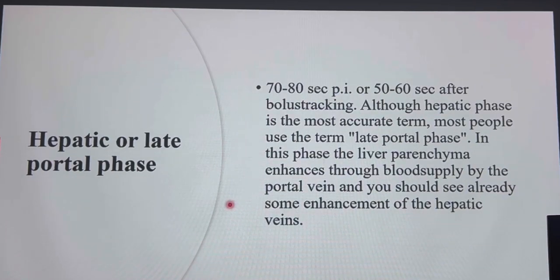In this phase, what happened? The liver parenchyma totally enhances through its blood supply from the portal vein, and in this particular information, we know that if the lesion is hypovascular, we can see it in this phase. All the lesions that are hypovascular are detected in this phase, and mainly I am concerned with metastases. Metastases are most of the time hypovascular, so most of the hypovascular metastases or metastases generally appear in this phase.